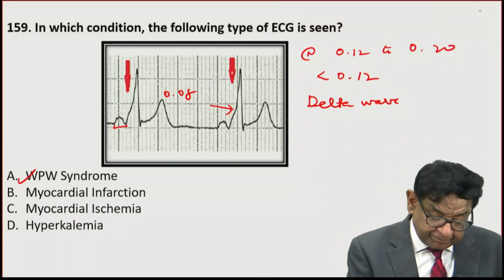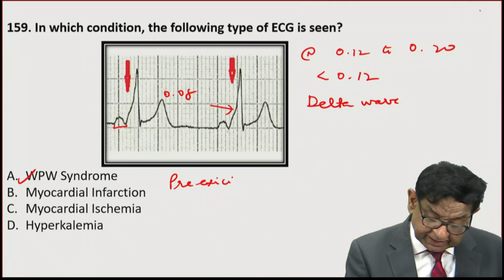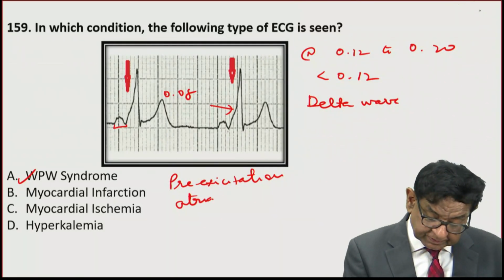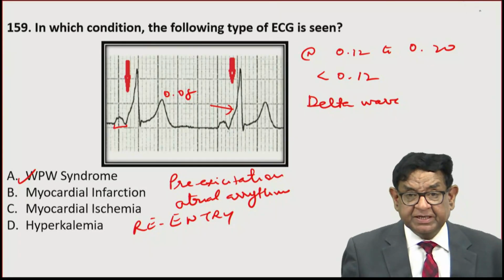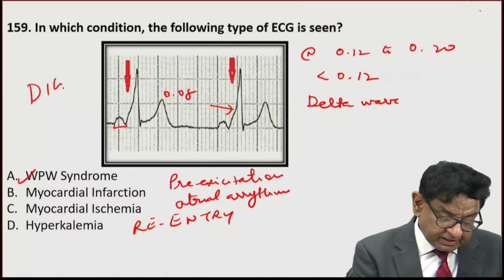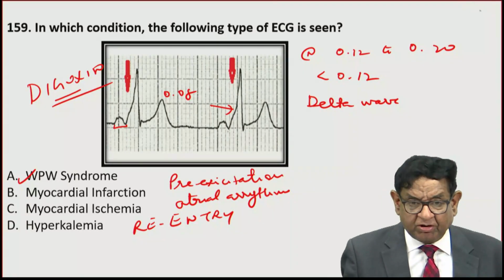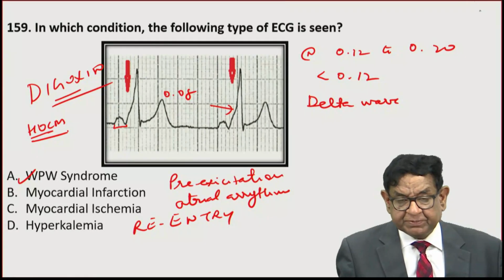So that can lead to a type of pre-excitation syndrome, which can lead to atrial arrhythmias because of the re-entry phenomenon. In these cases, atrial fibrillation can occur. But something very interesting, in this case digoxin is absolutely contraindicated. There are some conditions where digoxin is absolutely contraindicated. One is WPW, and second is HOCM.